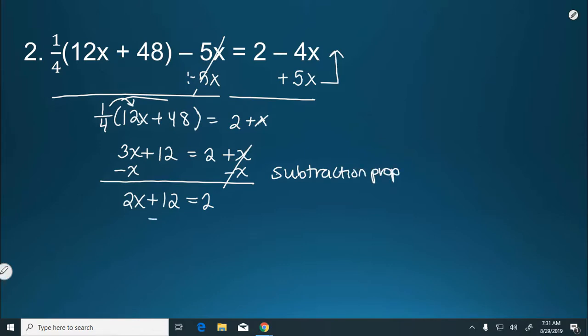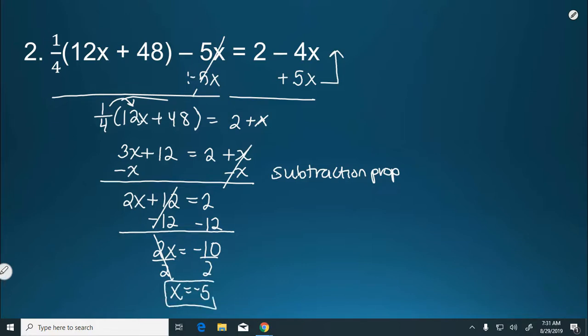Next, I'm going to subtract 12 from both sides, take from the side with two terms, and make it so that there's only one term on each side. I get 2x equals 2 minus 12, which is negative 10. And last, I'm going to divide by 2, and I get x equals negative 5. Okay, so again, I use the subtraction property here and the multiplicative inverse property here.